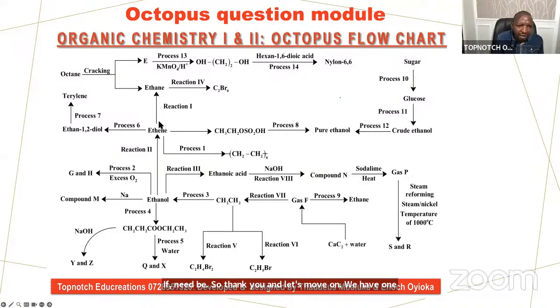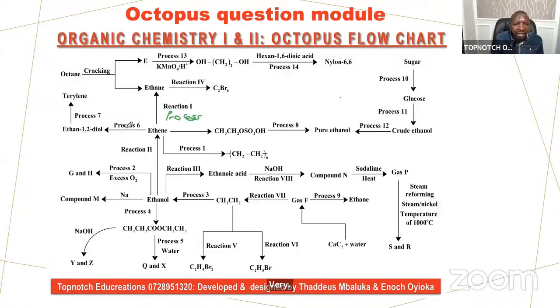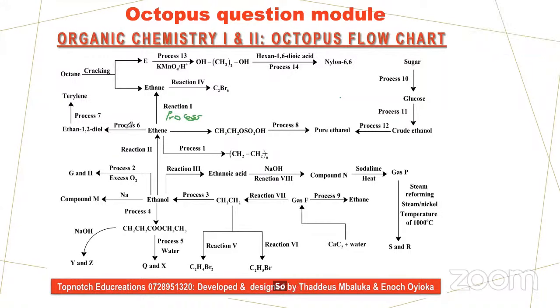We have conversion of ethene to ethane. Normally, many times, the examiner will give it as a process. He can call it process, whatever. So many times you find it being named as a process. So whether it's called a process or it's a reaction, the name for that one is called what? Hydrogenation. I'll be able to explain what this is. Normal hydrogenation, and the reagent there is what? Hydrogen gas.